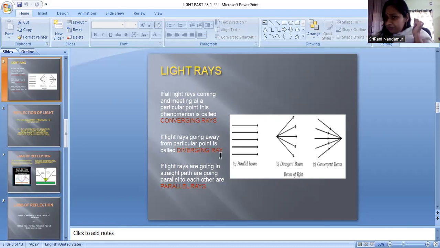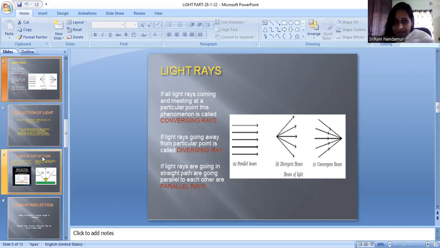So what is a parallel beam? We just discussed all light rays go in a straight path. All the light rays go in a straight path, right? If the light rays are going in a straight path and are parallel to each other, all these light rays go parallel to each other. That is nothing but a parallel beam. Children, got it now? Convergent means together at a point. All the light rays join at a point. Divergent means disperse from the point. And parallel means light rays which move parallel to each other in a straight line.